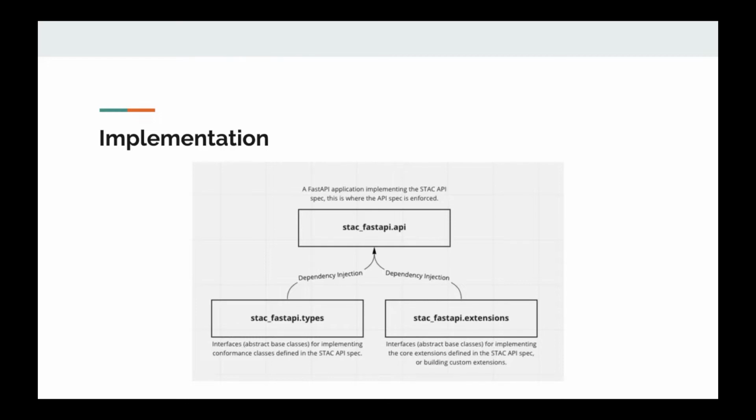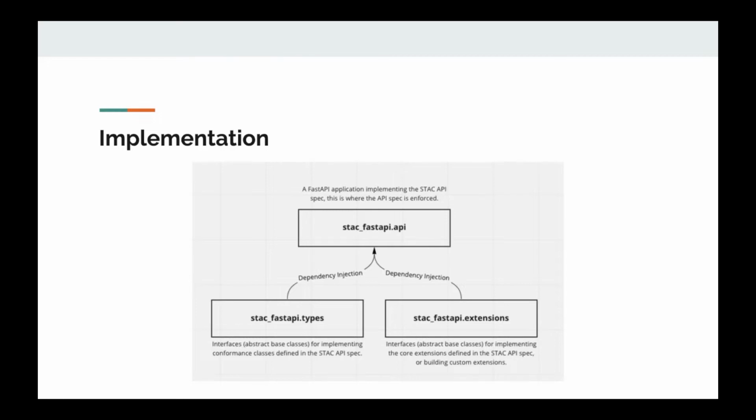And then you have these 2 other packages called types and extensions, which basically just define interfaces, abstract base classes in Python for implementing different conformance classes defined by the STAC API spec. Types contains more of the core conformance classes, things like core and the transactions extension are the 2 big ones that most people will want to implement. And in the extensions library, the extensions subpackage defines things like query, sort, pagination, filtering, CQL, all the other kinds of extensions that enhance or modify the behavior of existing endpoints.